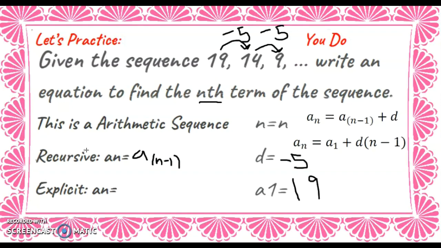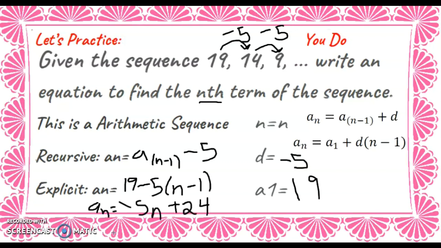So we're going to do the recursive formula first. That's this one. a of n equals a of n minus 1 minus 5. We subtract 5 each time to get the next term. Now for an explicit formula, you'd plug in to this. a1 is 19, so 19 minus 5, parentheses, n minus 1. This is also known as a of n equals negative 5n plus 24.